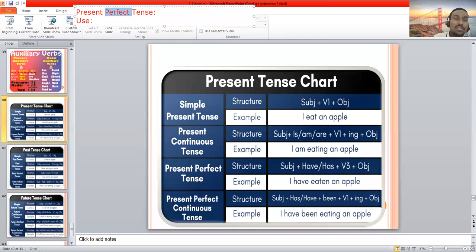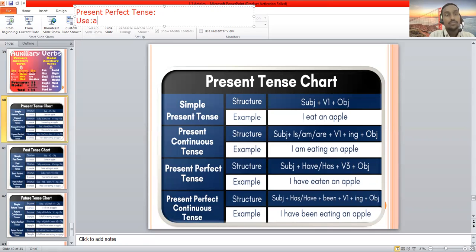What kind of actions come here? Actions which are completed in the past. Remember, actions completed in the past, but their influence, their impact is still on the present. So therefore they come in present perfect. Purna Vartaman Kal. Actions are complete, but their impact is still on the present tense. So therefore they are in present perfect.